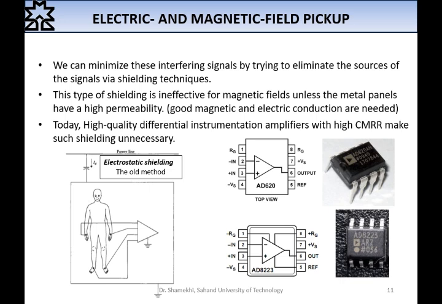In the previous version of this book, we have a figure like this, and in the new version of Webster's book, he removed this figure, and instead of that, he preferred to use a good amplifier with high CMRR.